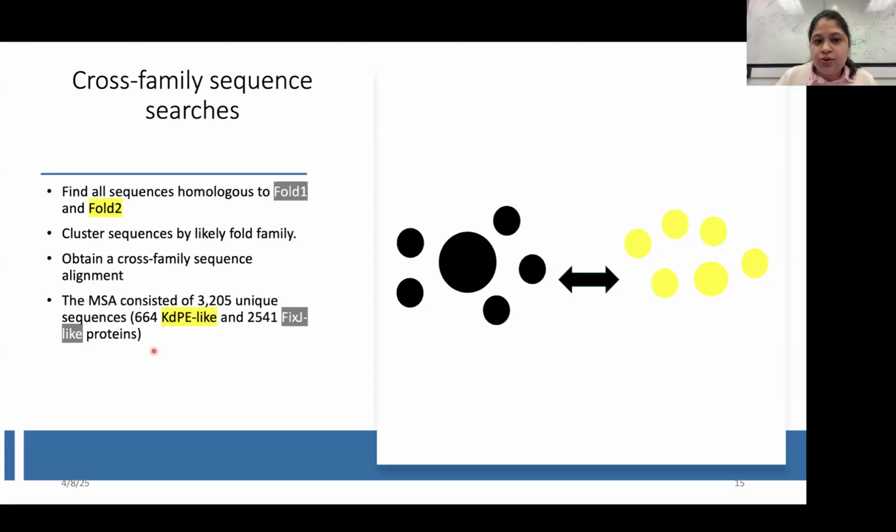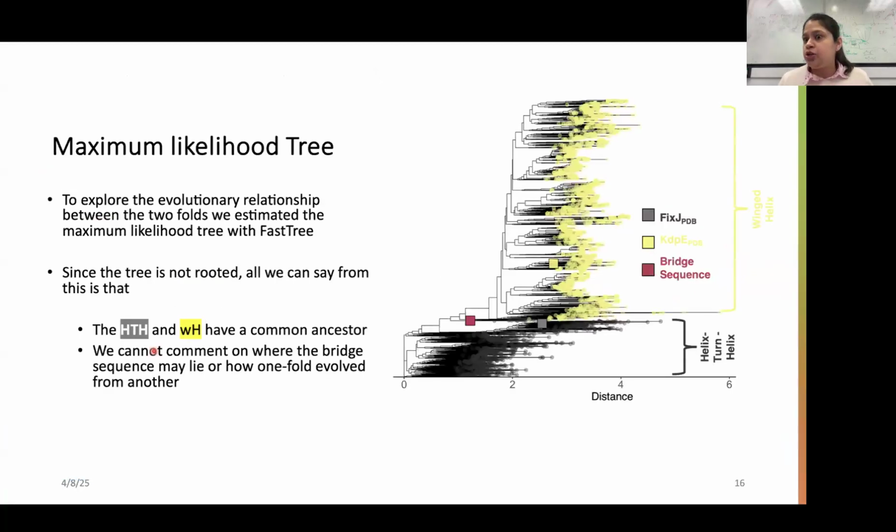And from there, we could move on to form a phylogenetic tree. We needed to do this because we wanted to explore the evolutionary relationship between these two folds. And we did that by estimating the maximum likelihood tree using FastTree.